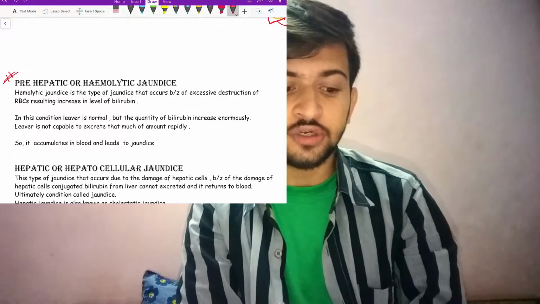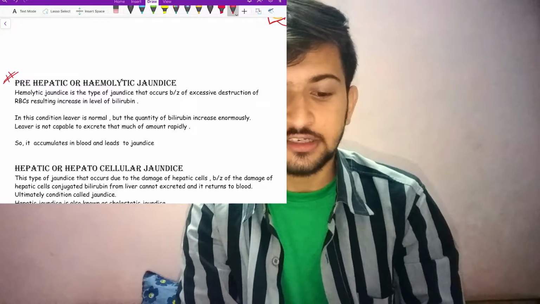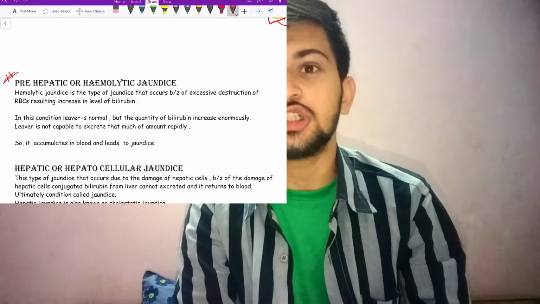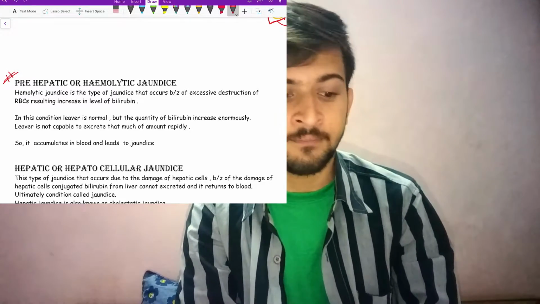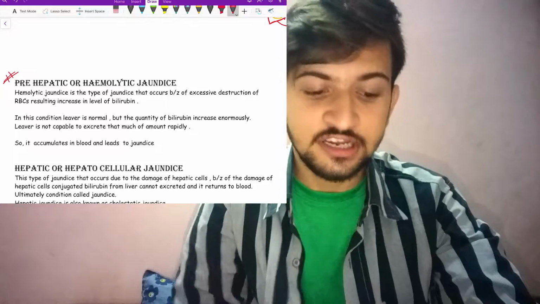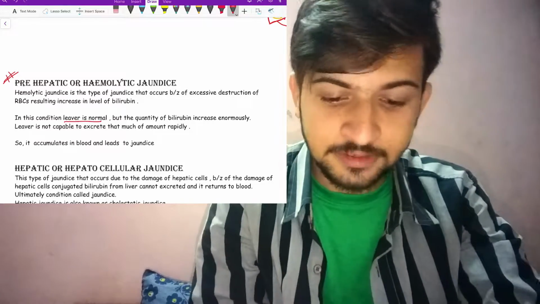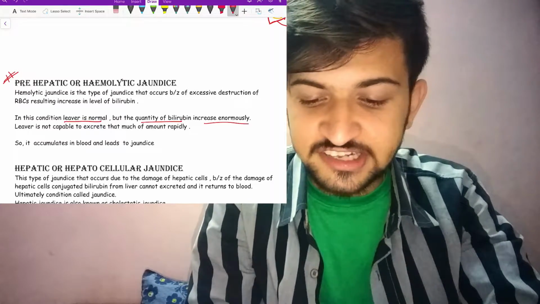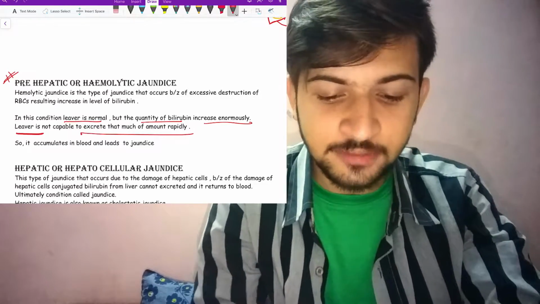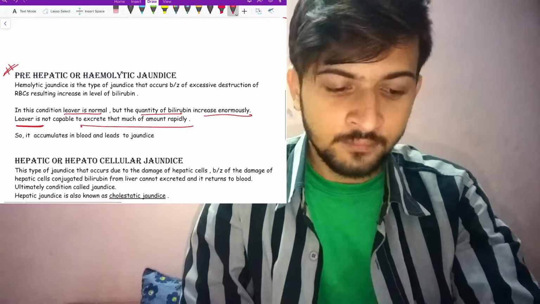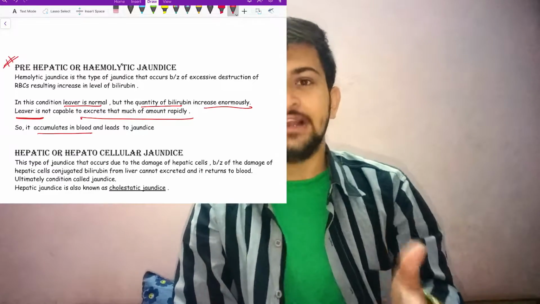Hemolytic jaundice is a type of jaundice that occurs because of the excessive destruction of RBC, resulting in the increase in level of bilirubin. In this condition, the liver is normal, but the quantity of bilirubin increases enormously. So the liver is not capable of excreting that much amount rapidly. So it accumulates in blood and leads to jaundice.